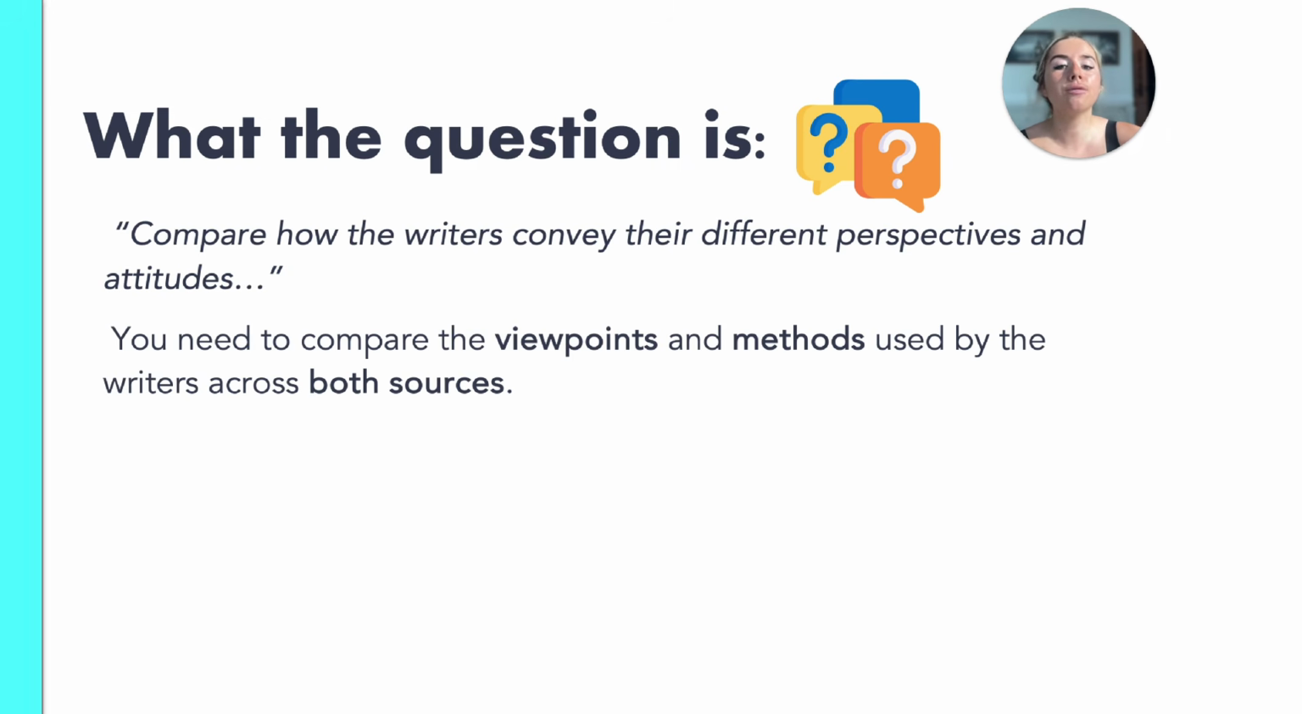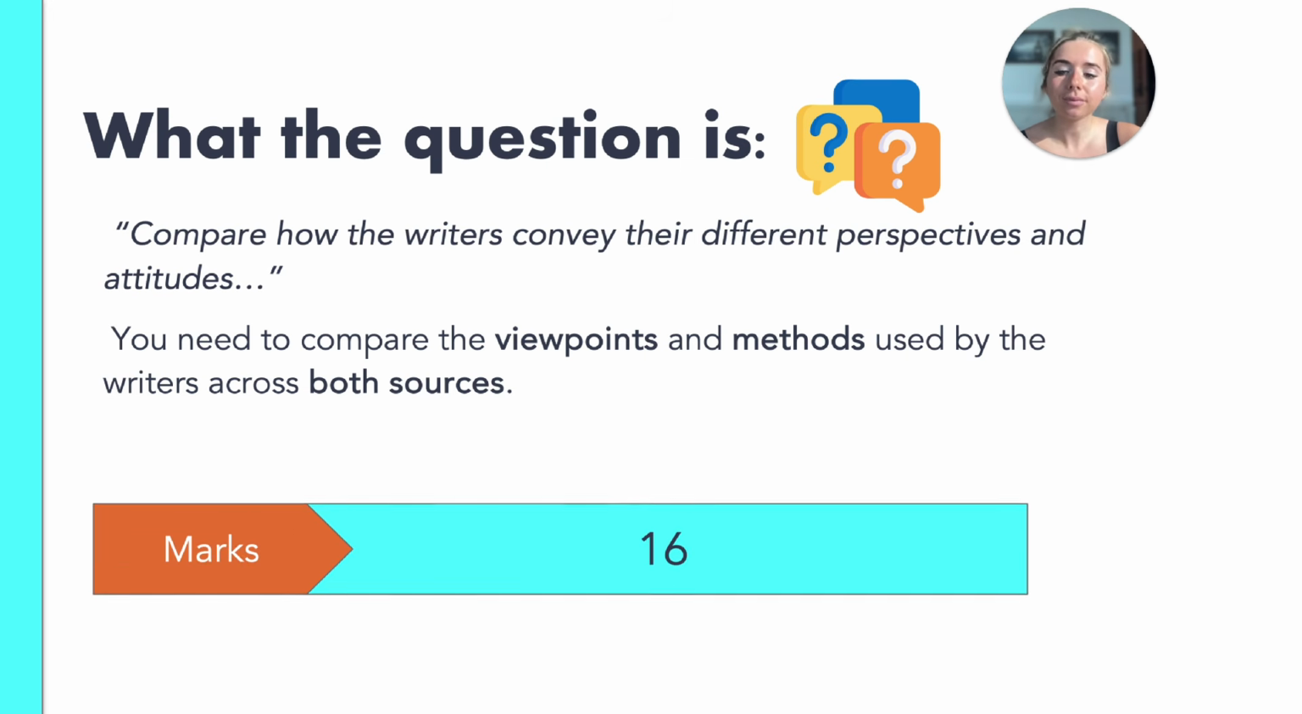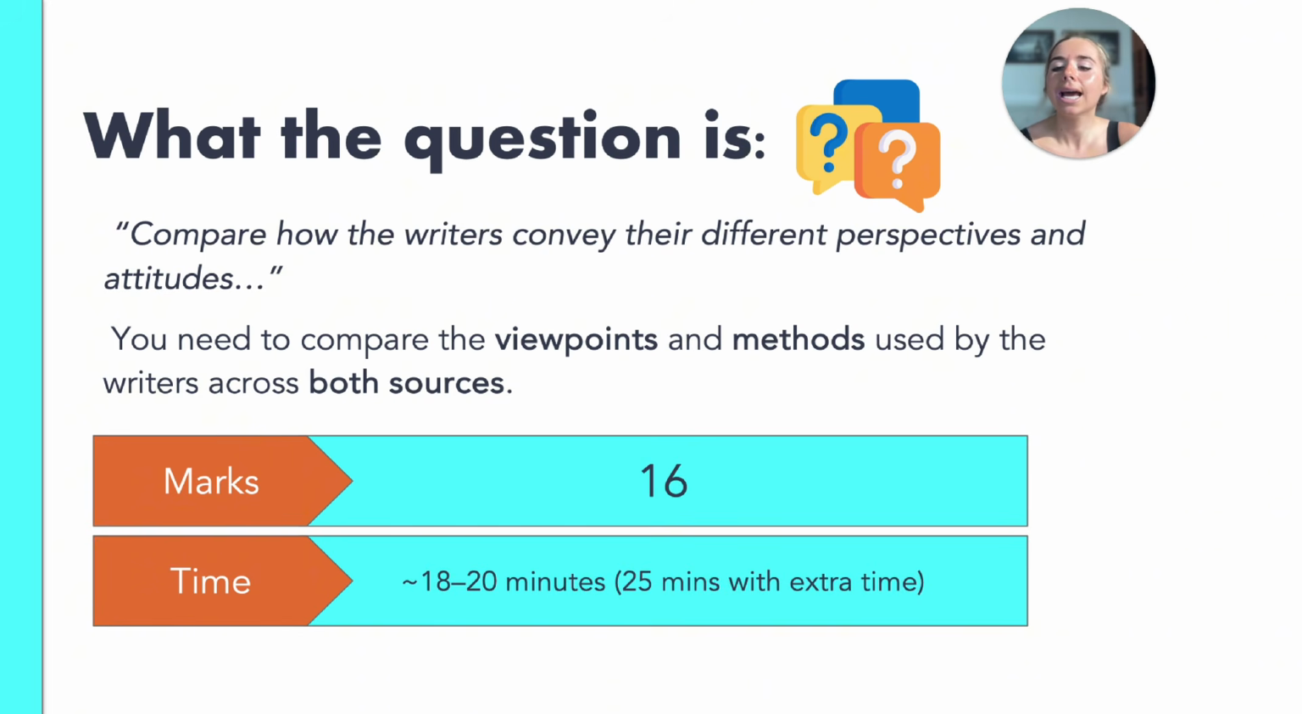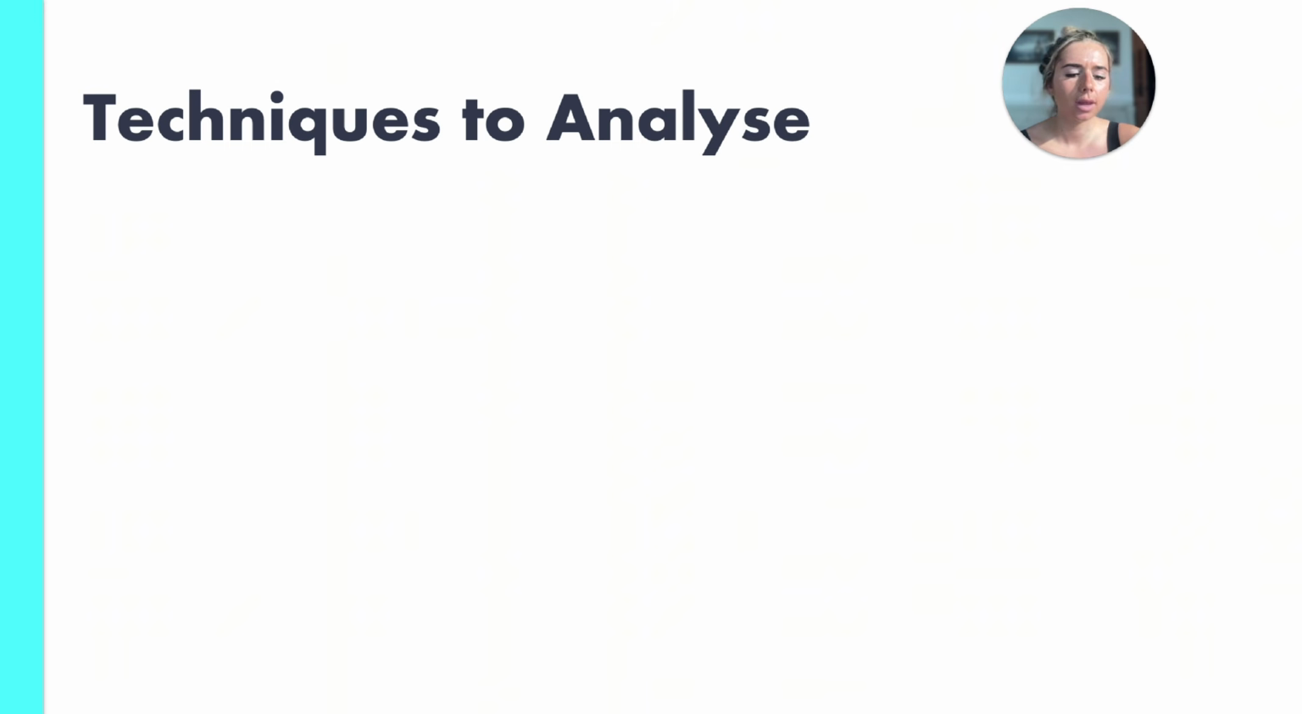You need to compare the viewpoints and methods used by writers across both sources. Don't just do one, it's both. And the marks is about 16, and the time is 18 to 20 minutes, 25 minutes with extra time. So, techniques to analyse. For this question, we can use language and structure techniques because we're talking about writers' methods. Writers' methods can be anything. It can be language techniques. It can be structure techniques. It can even be tone of voice. You can include that for this one as well.